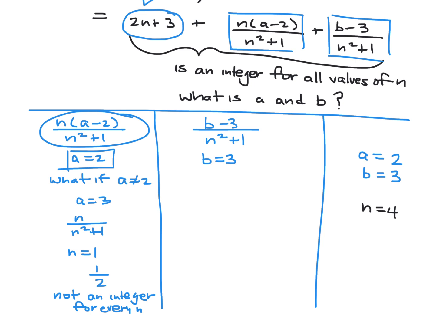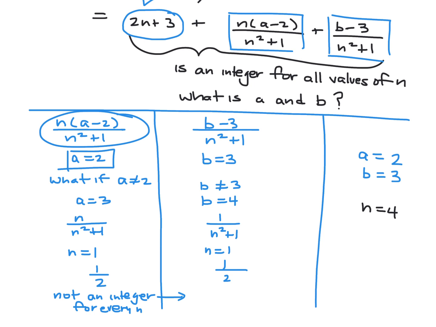But what if b did not equal 3? Say b equals 4. What happens? Well, then the numerator becomes 1, and it becomes 1 over n squared plus 1. And if n is 1, then this basically becomes a half. So therefore, again, it's not an integer for every n. So very quickly, you can figure out that a equals 2 and b equals 3.